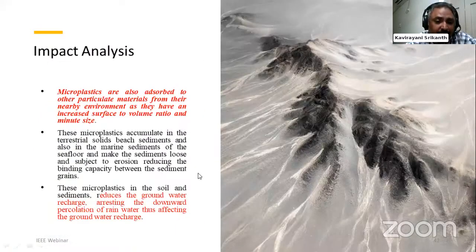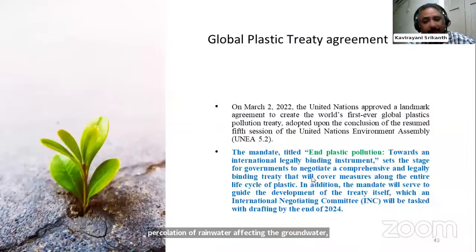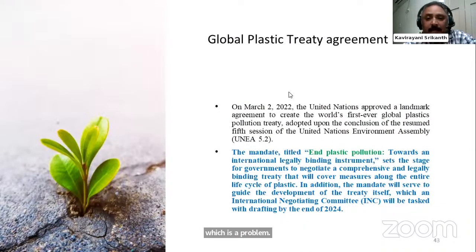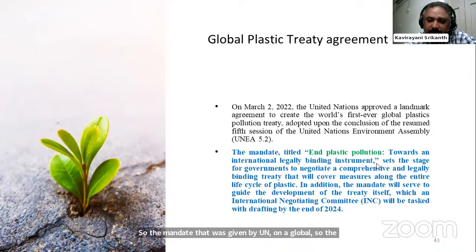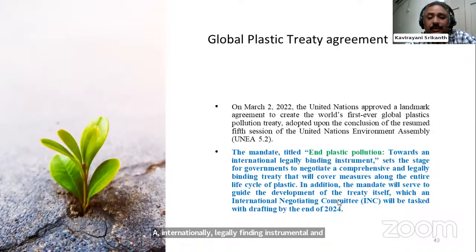And then if I'm trying to analyze the impact, we have to see that it reduces the groundwater recharge, which is a major problem across the globe, and it will arrest the downward percolation of rainwater, affecting the groundwater recharge, which is a problem. So the mandate that was given by the UN on a global agreement was to end plastic pollution toward an internationally legally binding instrument, and they want governments to interact and make sure that people understand what is the requirement on this particular aspect.